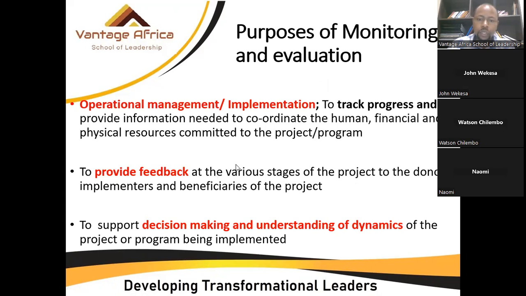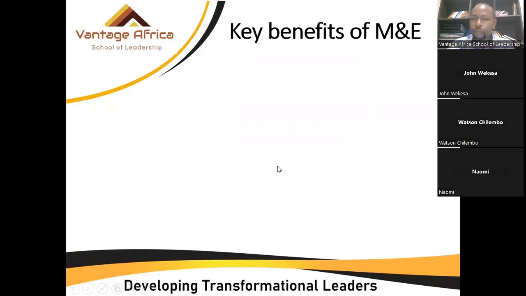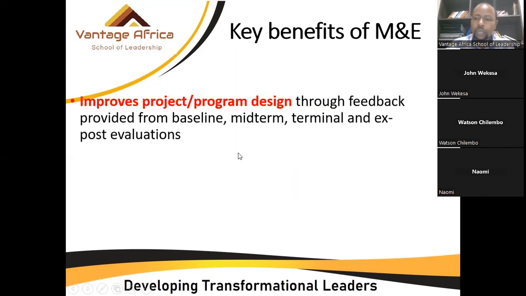Great. So a few benefits of monitoring and evaluation, very similar to what we've talked about. Now, monitoring and evaluation improves the project or program design through feedback provided from baseline, midterm, terminal, and ex post evaluations. If you don't understand this, don't worry. That's why you're here. We have 5 weeks with you. So you'll understand these things and they're going to be on your fingertips.